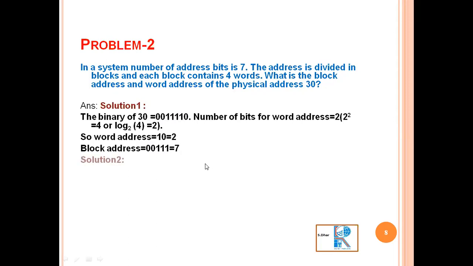Clear? So this is solution 2. Solution 2 is the same using the numerical method. As each block contains 4 words, we find the word address as 30 mod 4. In the previous slide I showed that to find the word address you have to do 30 mod 4. What is the result? 2. And to find the block address, 30 divided by 4, the quotient is 7. So 7 is the block address, and 2 is the word address.